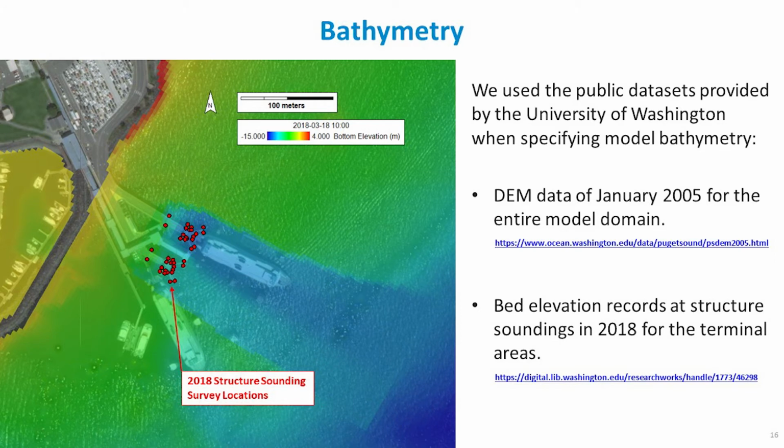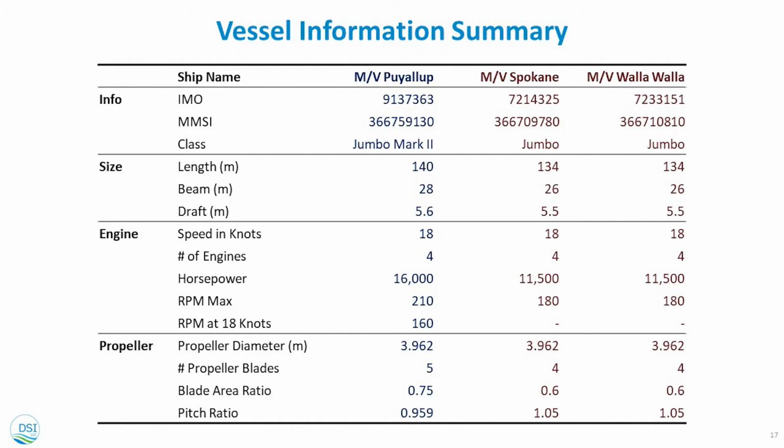This slide shows a close-up of the bathymetry used by the EFDC model. You can see from this figure there's a dredged and scoured channel deeper in slip 1, but very distinguishable in slip 2 also. This slide shows some of the details around the various vessels that are being simulated, along with some of the propeller characteristics.